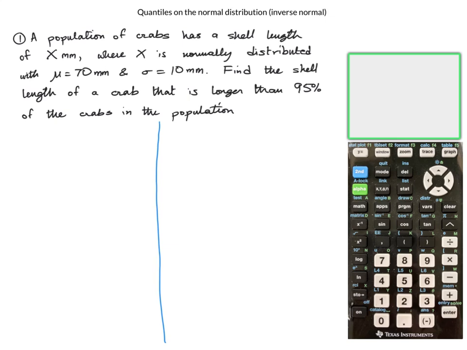In this lesson, we're going to talk about quantiles on the normal distribution. We're going to use the inverse normal distribution on the calculator. Now, I'll talk about what quantiles are after I've done this first example.